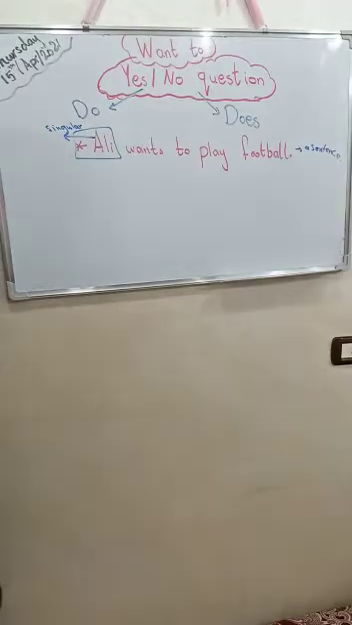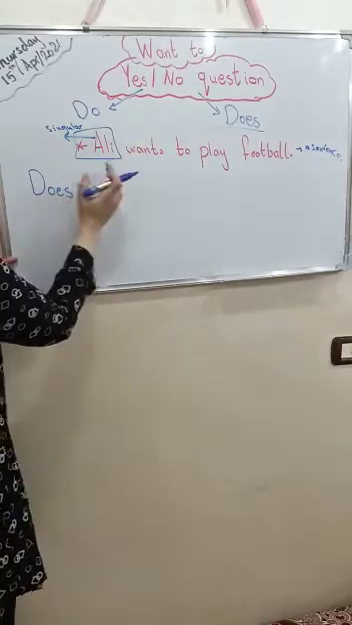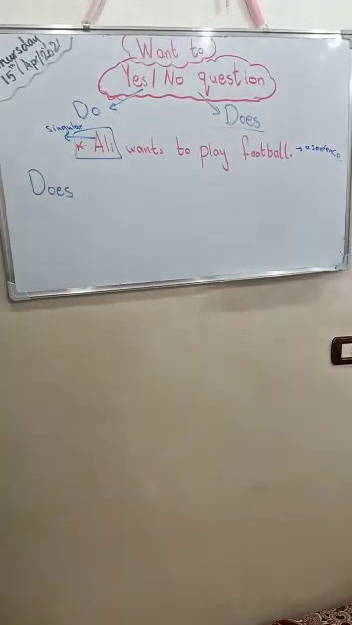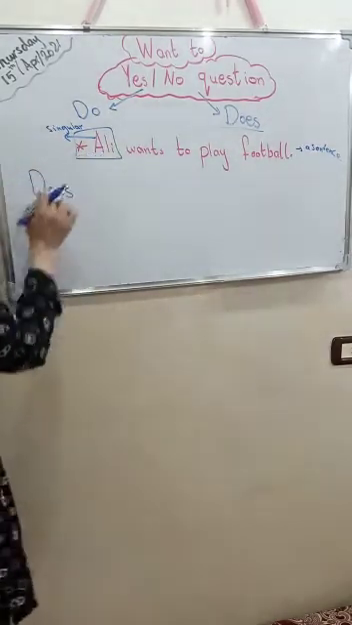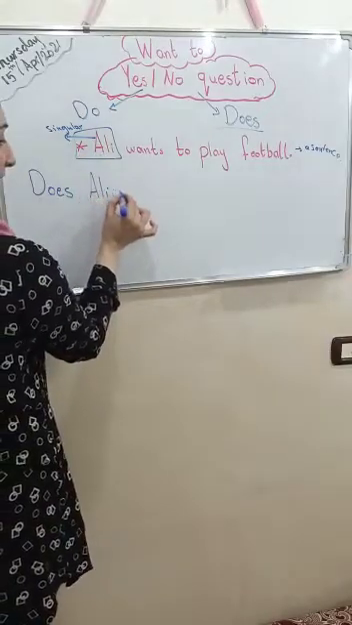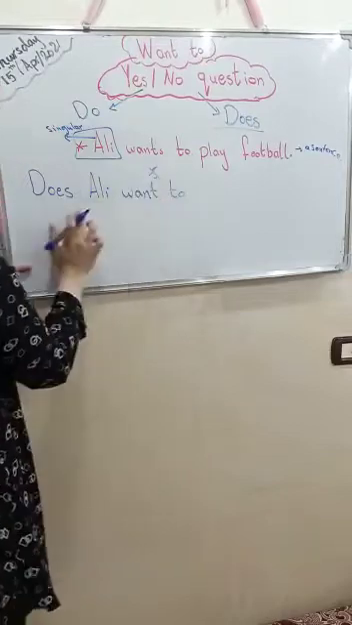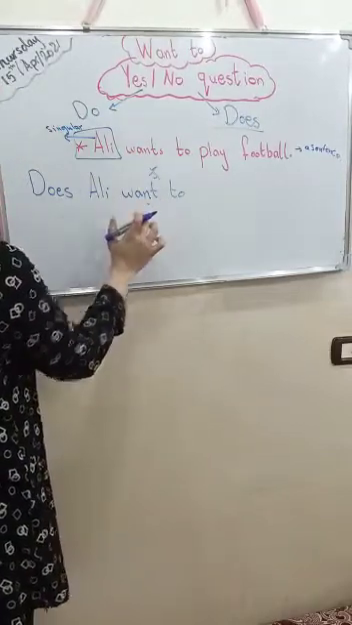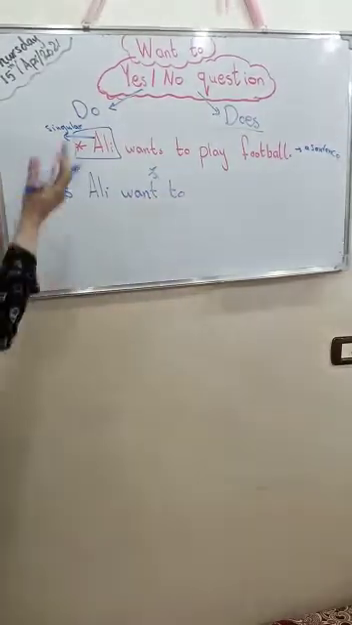Ali wants to play football. Ali is a singular subject, so you have to use does. With a singular subject, you have to use does. And does is before the subject. قبل الفاعل مباشرة. Write does before the subject. Does Ali want to, without s, okay? Because the verb after does should be in the base form. الفعل بعد does لازم يكون مجرد, عشان هيك حذفنا الاس صارت هون جوا does.